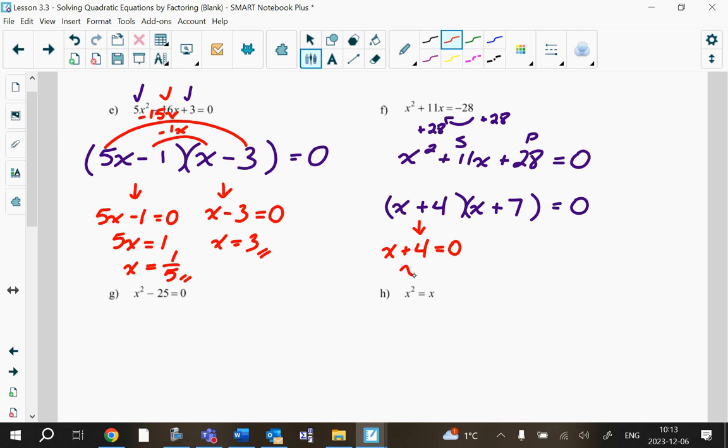So the first one, x will be negative 4. And the second one, x will work out to negative 7.